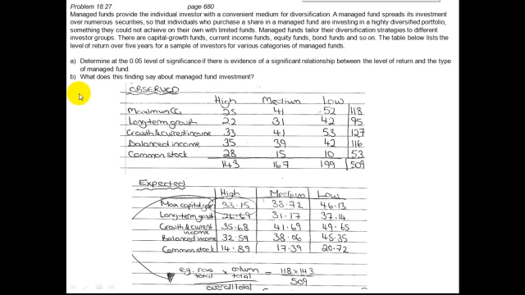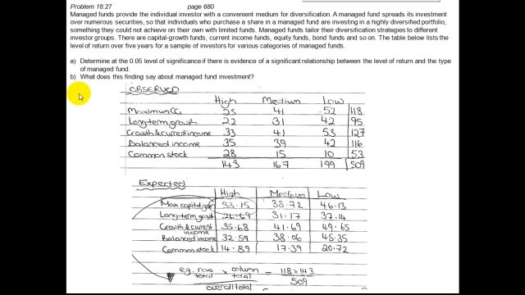Problem 18.27. Okay, this question starts off with quite a bit of background information talking about managed funds and their ability to provide a highly diversified portfolio that an investor may not otherwise be able to achieve. The main thing to note is that we have different strategies for our funds. There are capital growth funds, current income funds, equity funds, and so forth.